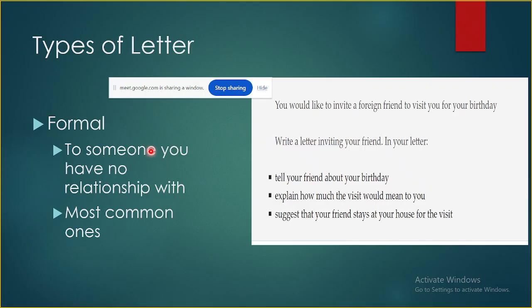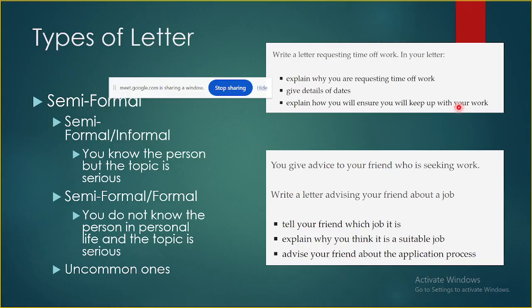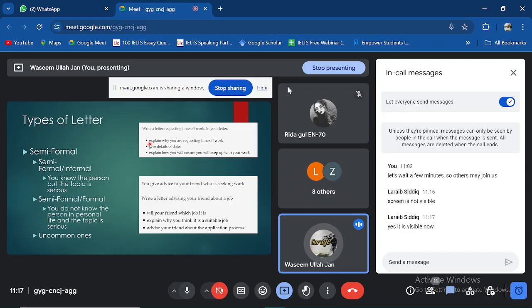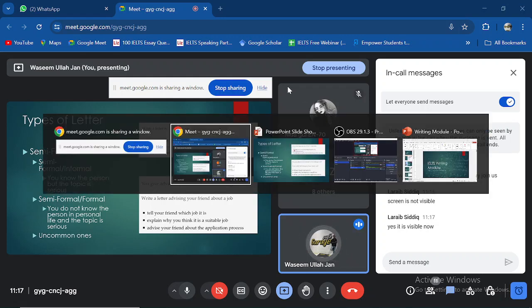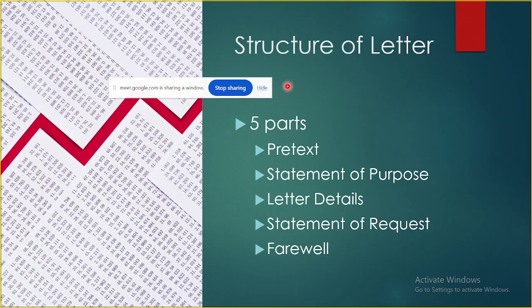Okay, so the letter details should cover these three bullets. The letter detail is basically the part where you are supposed to complete your word count. In the letter, you are supposed to write a minimum of 150 words and a maximum of 200 words. And your word count आपका bullets से पूरा होता है, letter detail वाले portion से. Okay, so first pretext, opening, no greeting, then statement of purpose, then letter details, then statement of request.